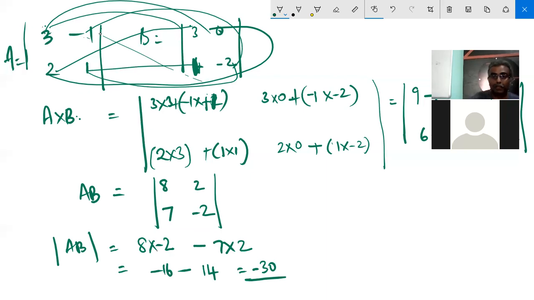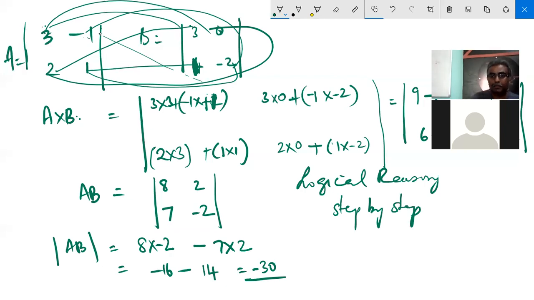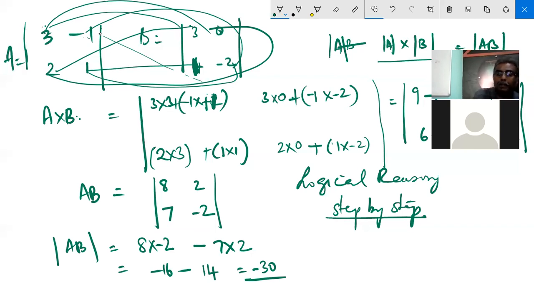See, maths is about logical reasoning, step by step logical reasoning. That must make sense. By freak of coincidence, the answer matched. There is no formula that determinant of A into determinant of B is equal to determinant of AB. You assumed that, but you should not assume that. Instead, you should find the matrix AB and then find the determinant of the AB matrix.